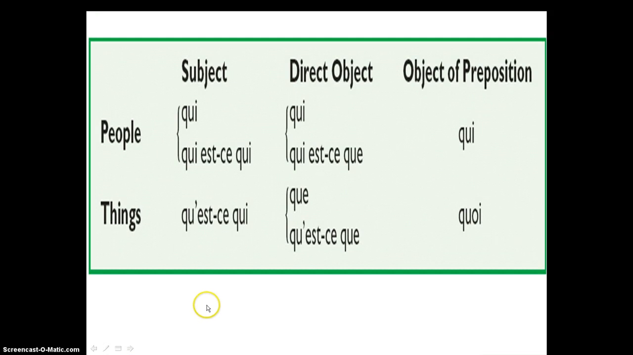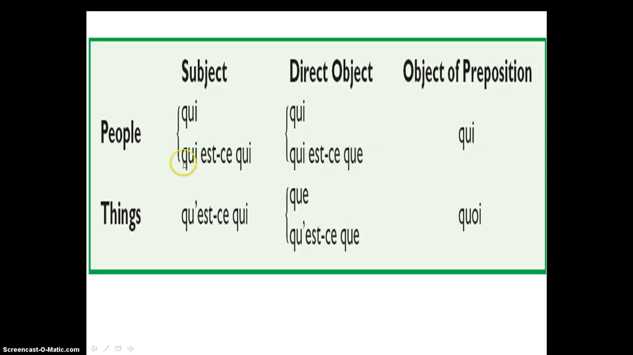So this is a table that we had before in class. We were talking about this. I told you once again I'm not going to focus on the qui. I'm going to focus on the second one. You notice here that whenever we're talking about a subject, it is qui. Whenever we're talking about a direct object, it is que.